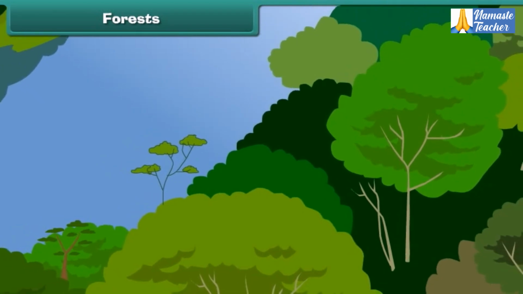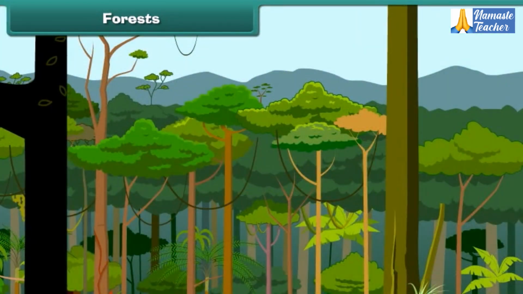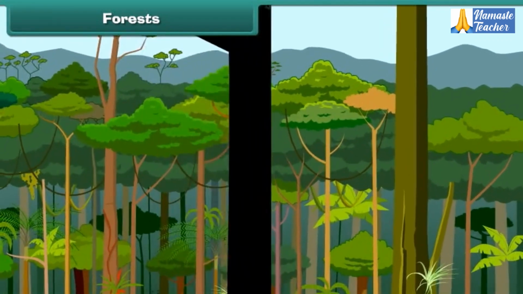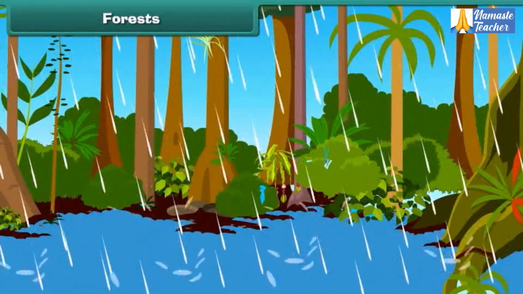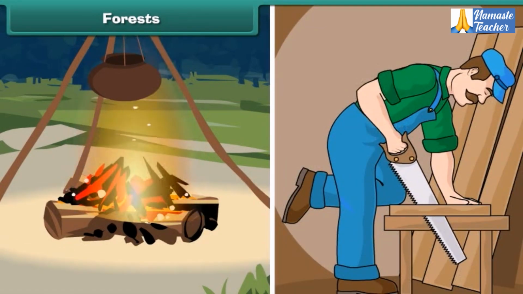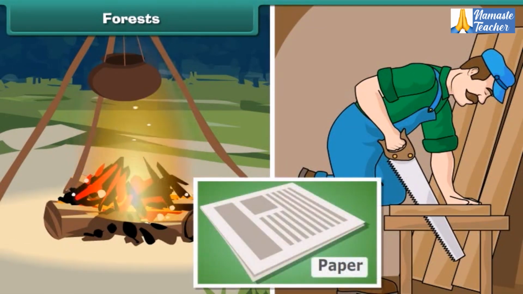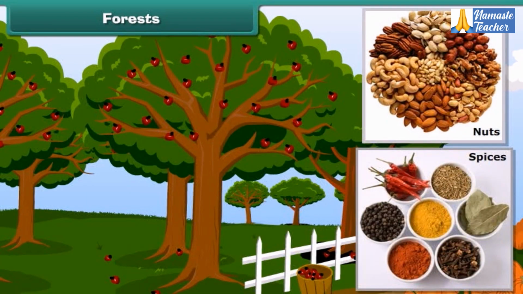Forests. A forest is a vast area covered with trees. It is again an important natural resource. Forests give us oxygen. Forest also helps in rainfall. Trees give us wood for cooking, making furniture, and building houses. Paper is also made from trees. We also get fruits, nuts, and spices from trees.